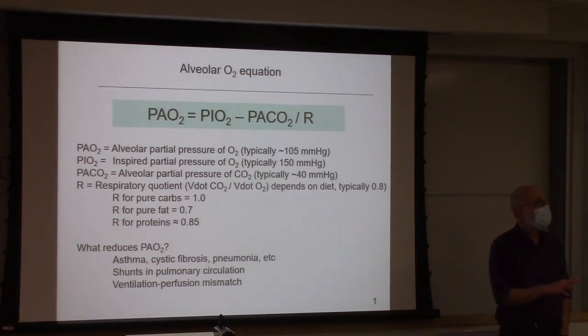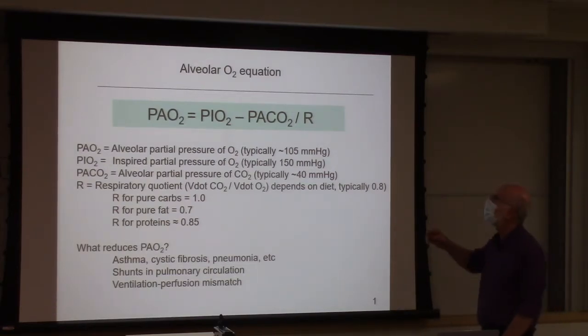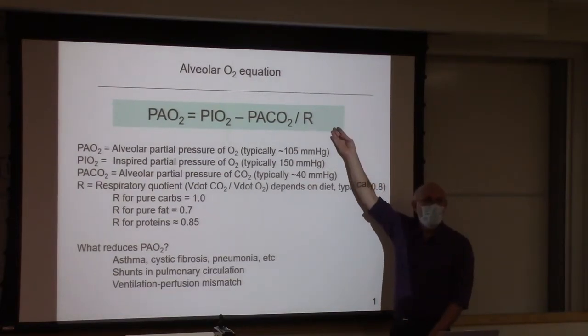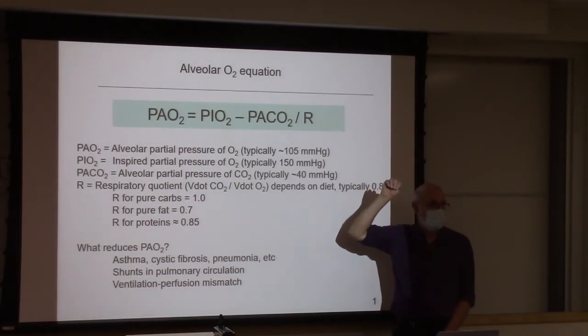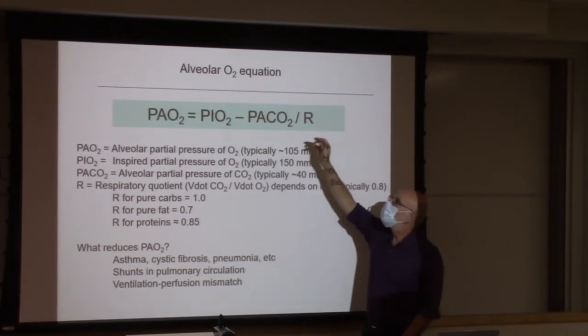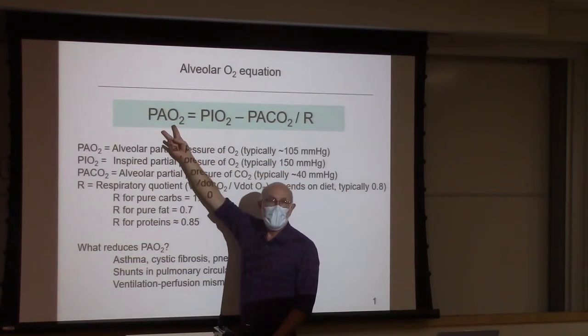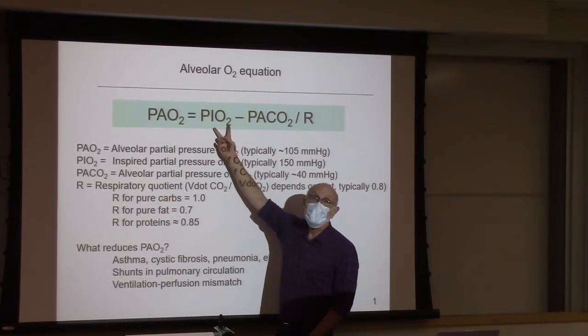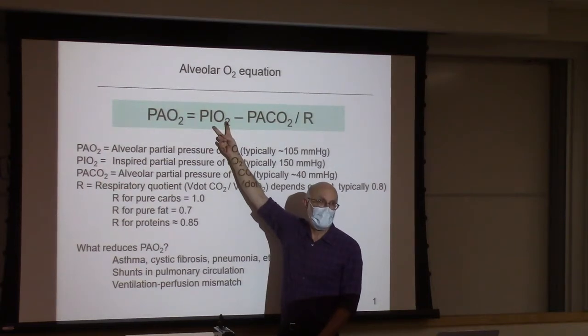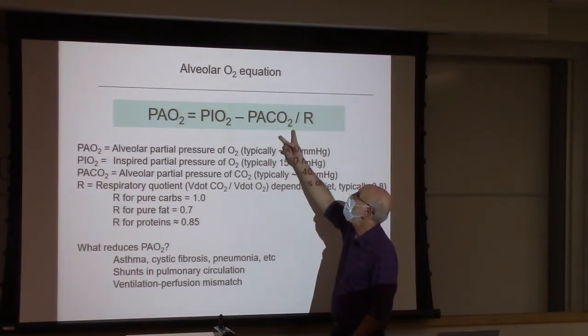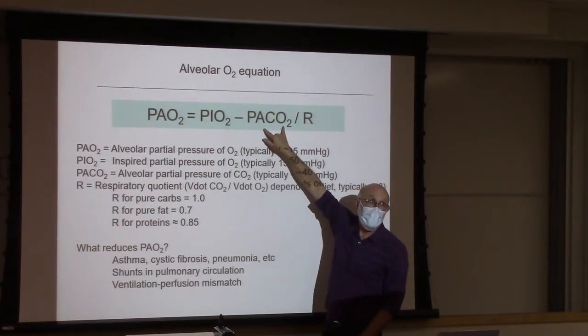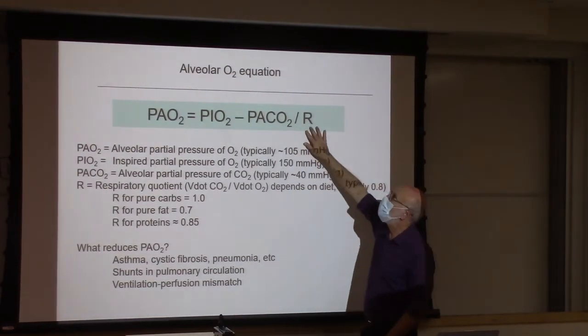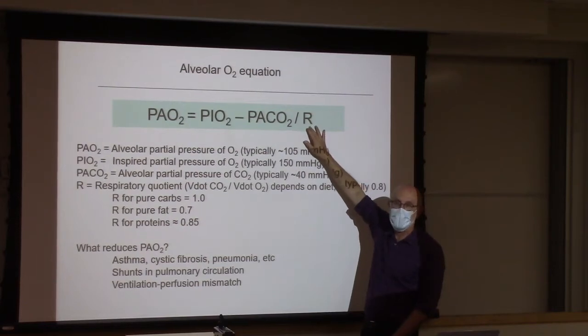Okay, so we're going to transition to talking a little bit about oxygen, and then we're going to talk about how blood carries carbon dioxide and oxygen. That's where we're going now. There is an equation for oxygen, but you don't have to know it. So our alveolar oxygen is equal to inspired oxygen minus the alveolar CO2 divided by this thing called the respiratory quotient.